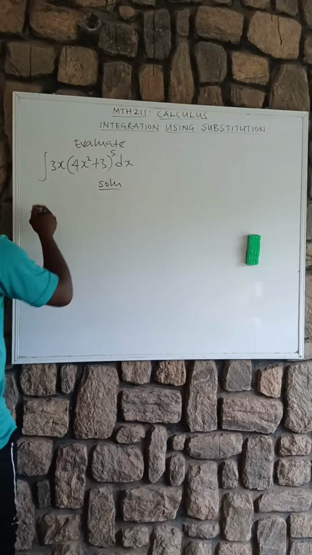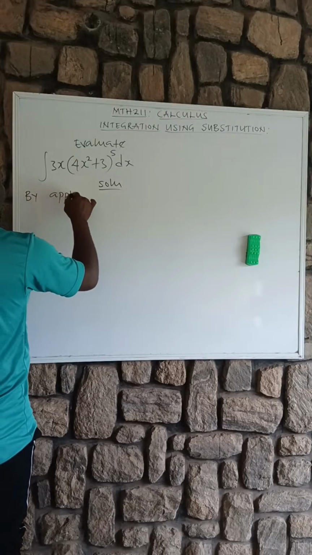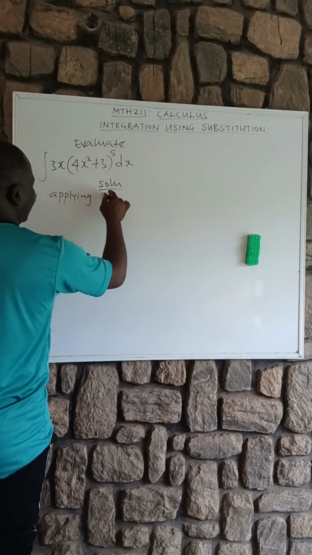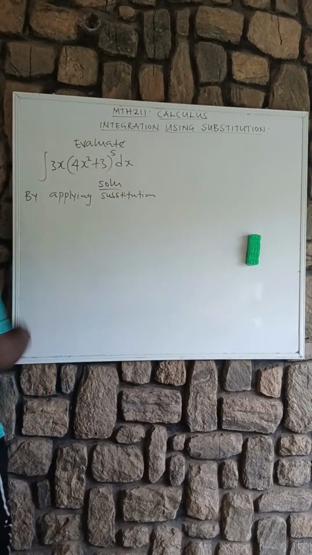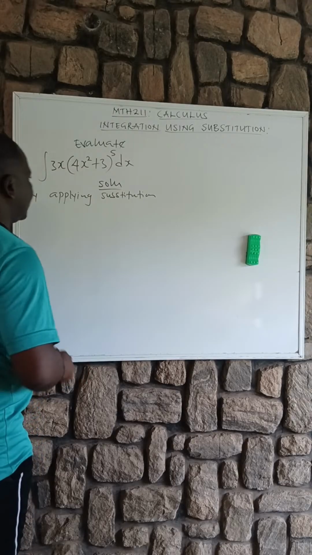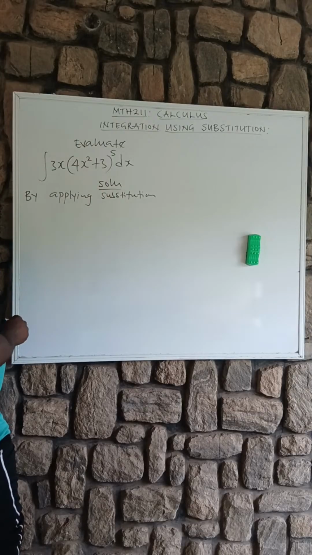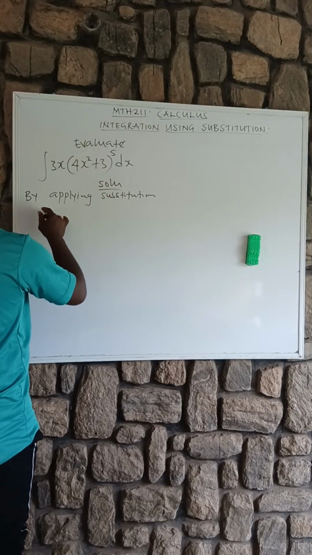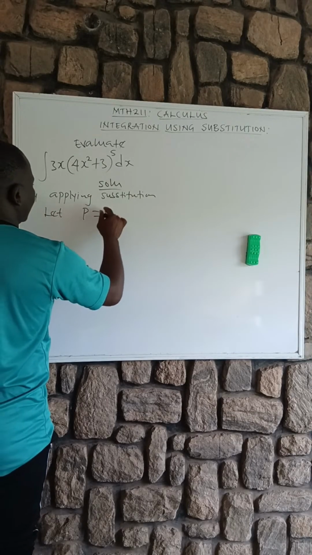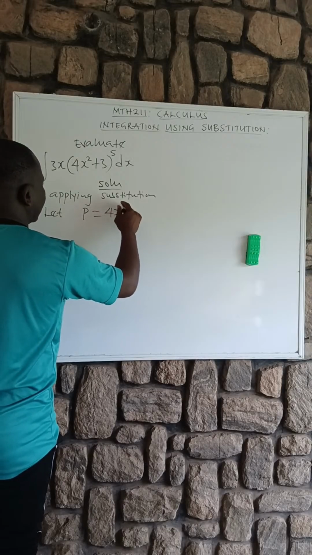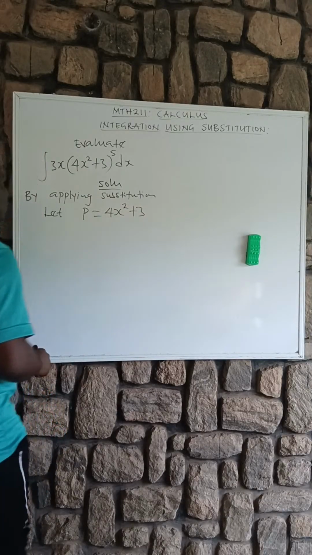We use substitution, applying the substitution method. So that is when we can evaluate this function. So what are we going to do? Let's just consider what is inside this bracket. We can let any alphabet. Is that clear? So we now say let P be equal to 4x raised to the power of 2 plus 3. Do you agree with me?